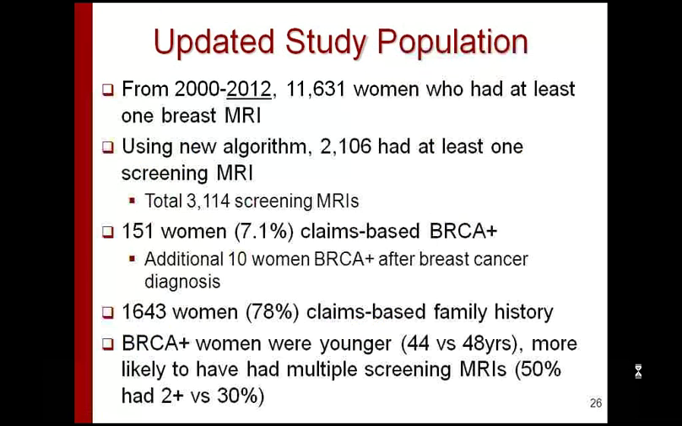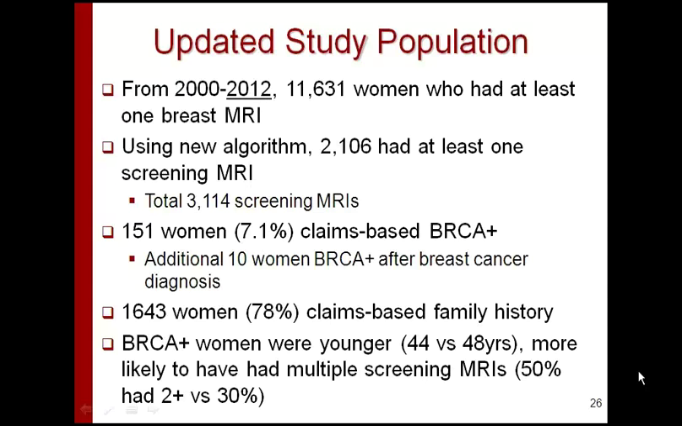Okay. So here's our new study population. We've actually added another year of data. We have a sample in Harvard Pilgrim now of up to 11,000 women who've had at least one breast MRI. But when we apply our algorithm, we get about 2,000 who we think have had a screening MRI. Before we had about 3,000 using our other method. So we're more comfortable that these are truly screening MRIs. And together, these women had about 3,000 exams.